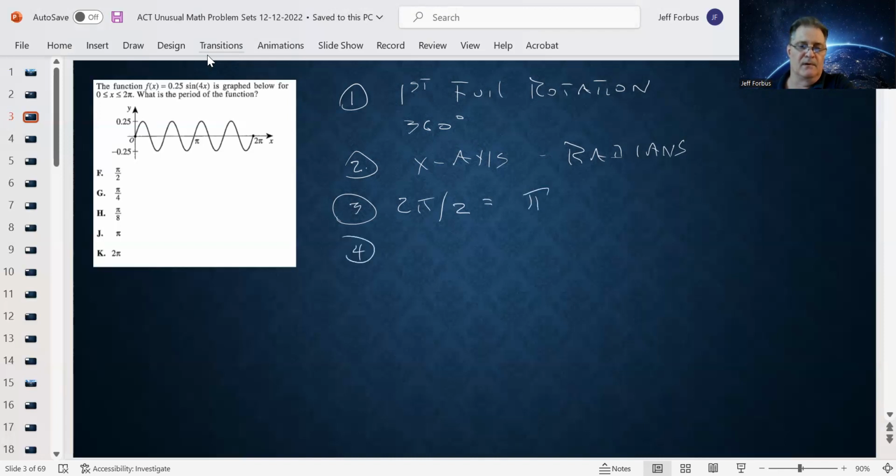Okay. So now we need to go back one more rotation, and we're splitting those 2 in half. So we're going to divide pi by 2. And that's going to end up getting us to the first 360 degrees, which is equal to our period. And therefore, our answer choice is F.